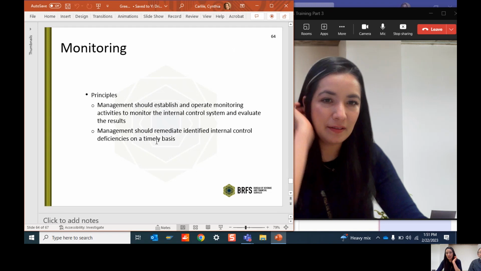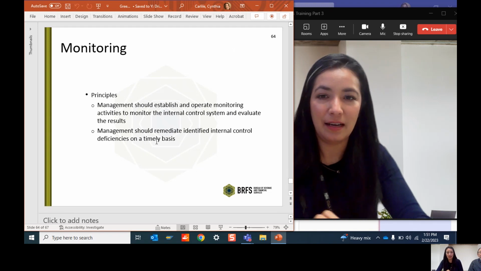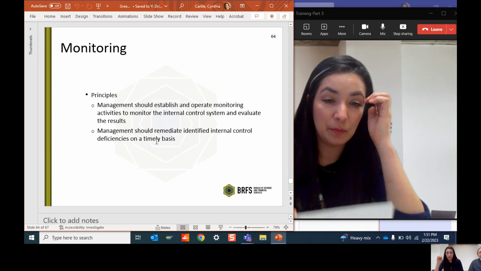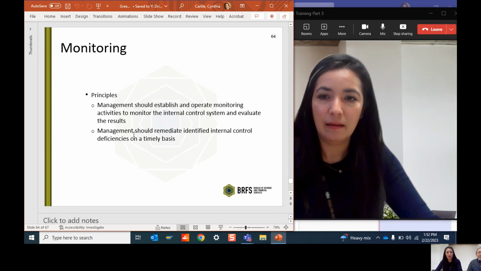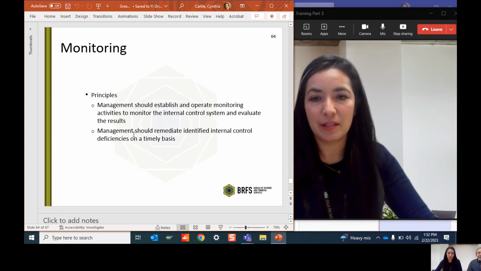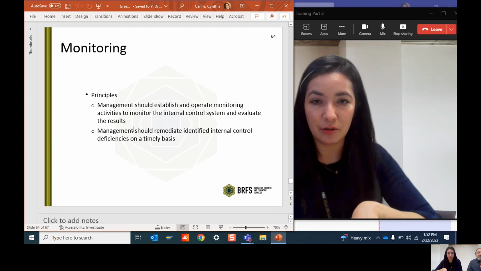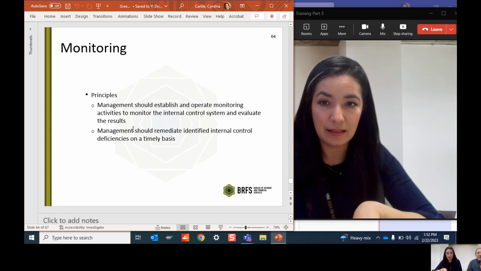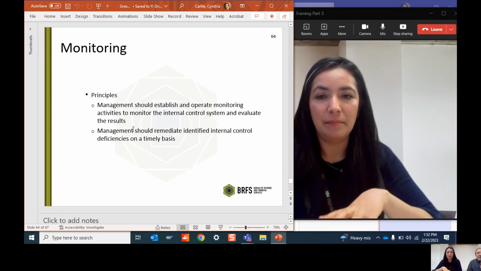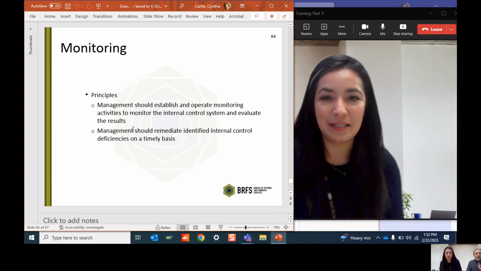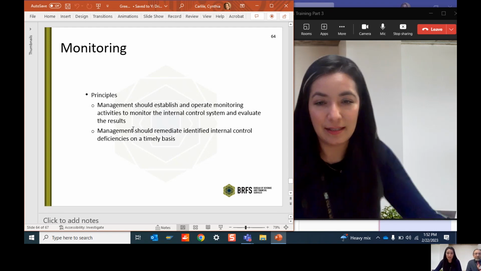All right. Finally, we are at the fifth and final component, monitoring. We have two principles under this component. Management should establish and operate monitoring activities over the internal control system and evaluate the results, and remediate as soon as possible those identified internal control deficiencies.